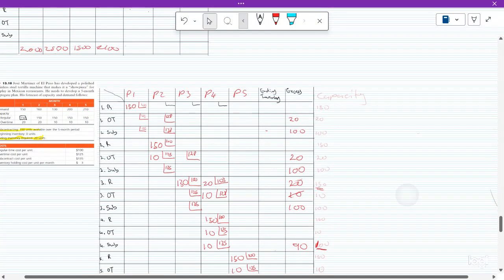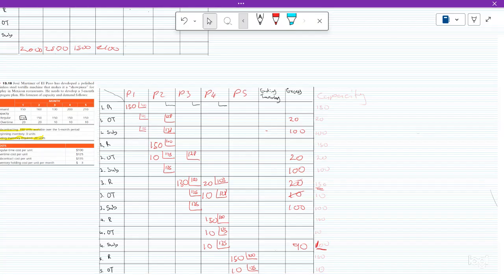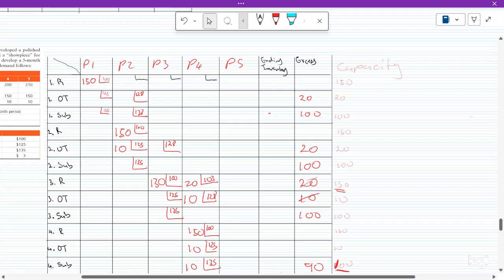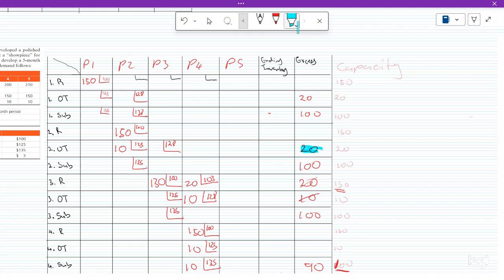Yes, you got a 450. Okay, that's the correct answer. However, I need to go back and find out where I went wrong. Okay, and I got where I went wrong. Here it's supposed to be a 10, because you see we've used this.